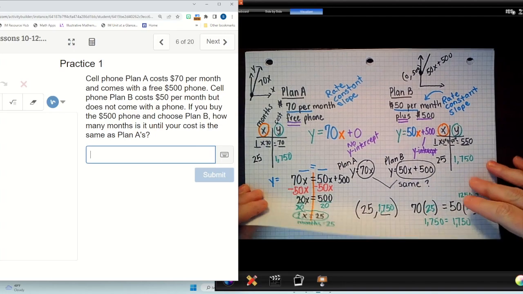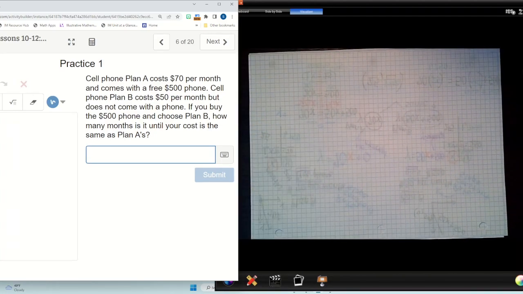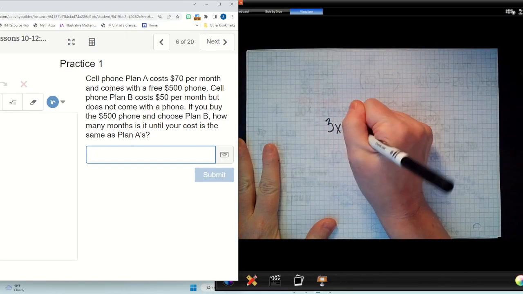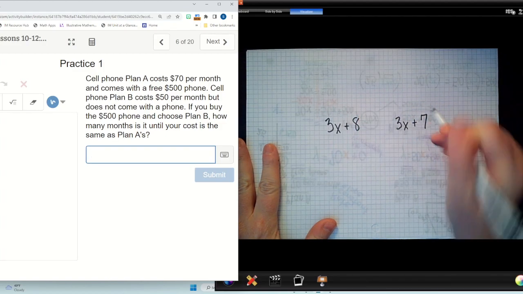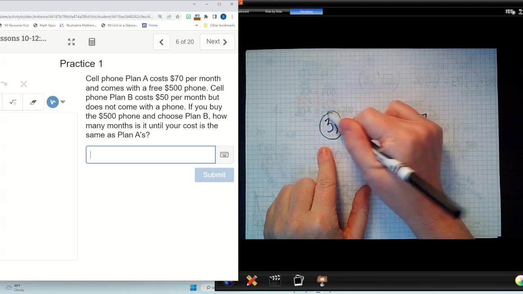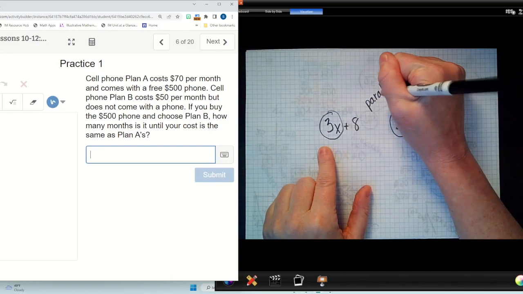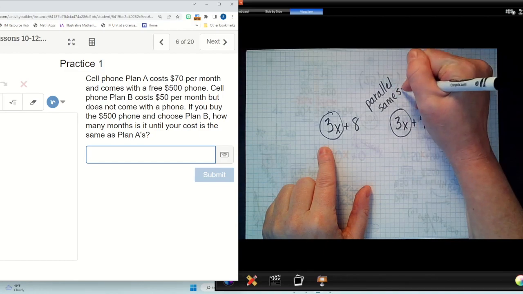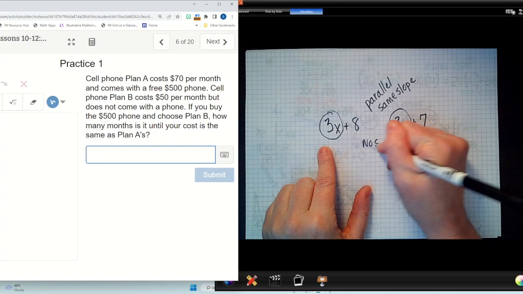Now, there's a certain type of equations where you can skip this method. You don't really have to deal with that. And that would be when you're dealing with equations that have the same slope. So if someone presented you an equation like 3x plus 8 and 3x plus 7, these two are never going to meet because they have the same slope. So these are what we call parallel, because they have the same slope. These two we call have no solutions.